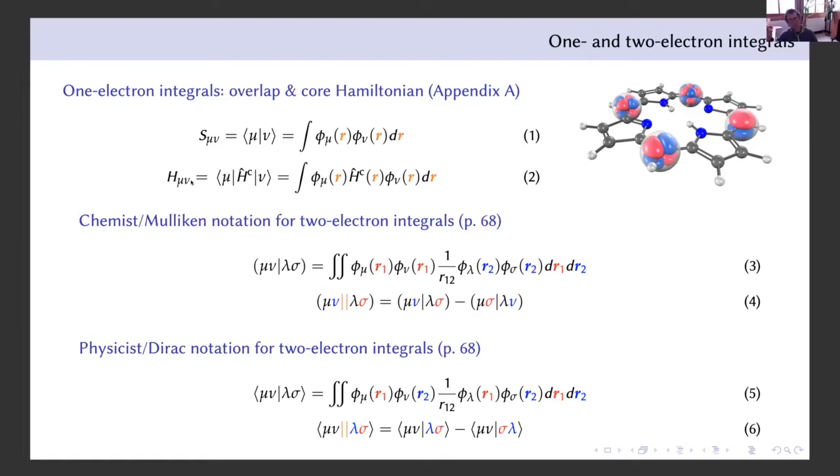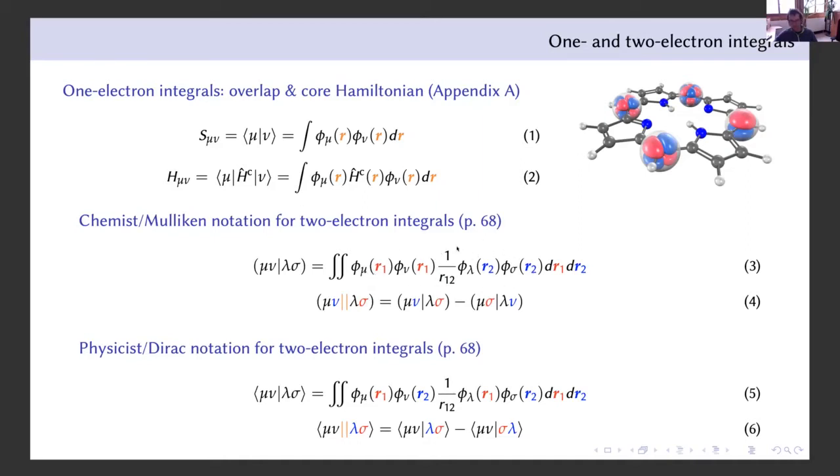And the second type of integrals are what we call the two-electron integrals or the electron repulsion integrals. And remember, it's very important, there are two types of notations in quantum chemistry. We're going to talk about it. We call them two-electron integrals because they involve the coordinates of two electrons, r1 and r2 over here.